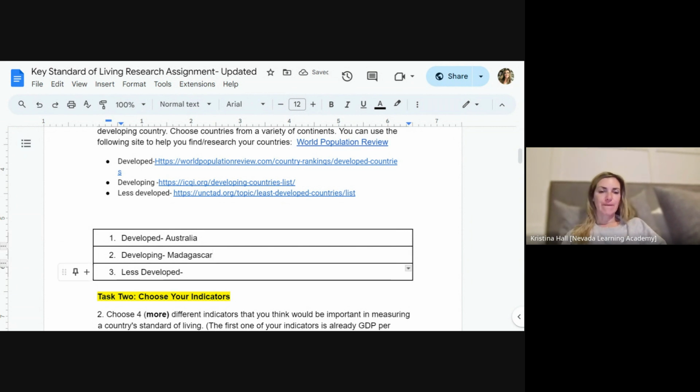Okay. And again, if you need more time, then you could pause this, but I am going to keep going for now. Okay. Now we need to find a less developed country. So this is going to be the most underdeveloped, impoverished, or lacking infrastructure, low GDP, lower literacy, lower life expectancy.